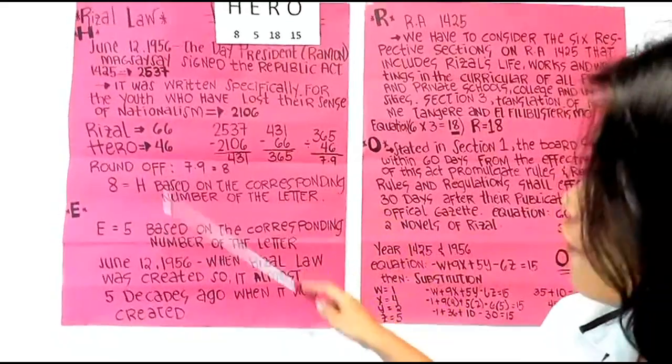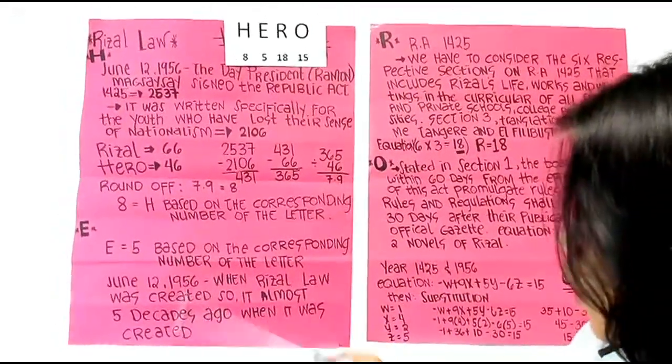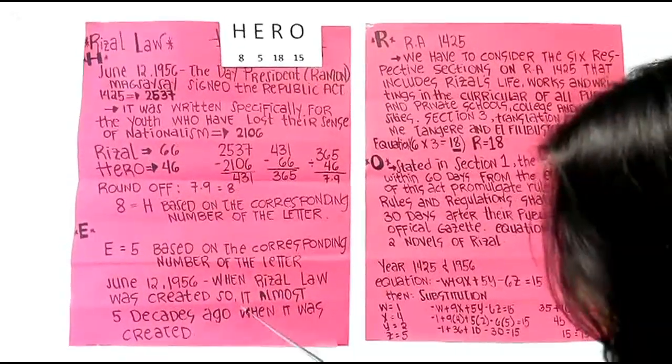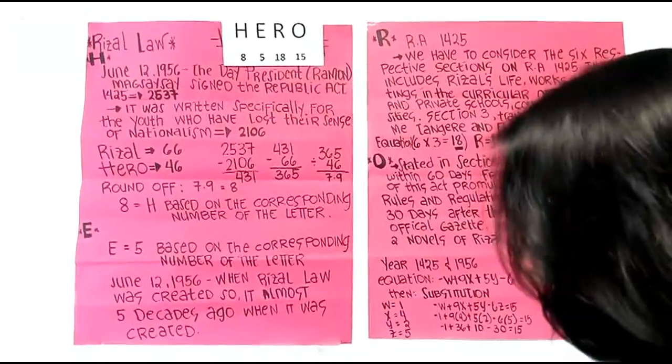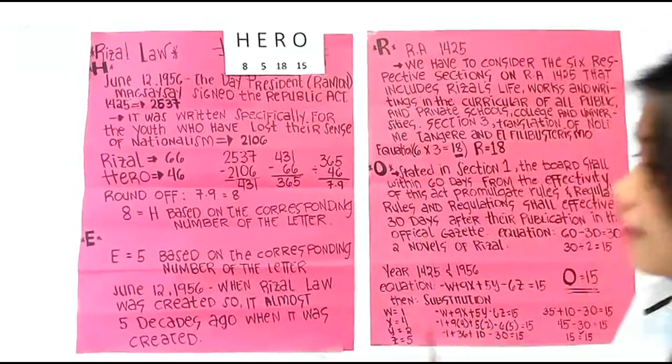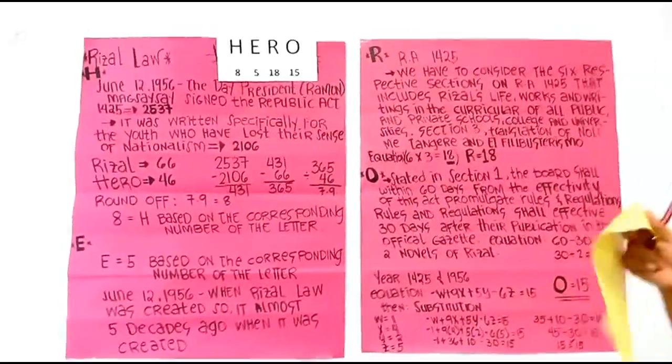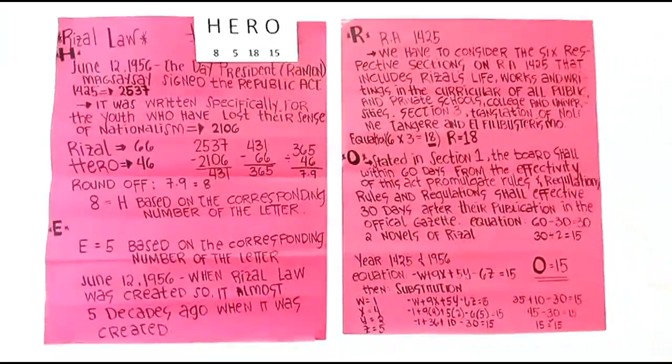E is equals to 5, and June 12, 1956, when Rizal law was created, so basically it was almost 5 decades ago when it was literally created. And now let us go to the letter R.